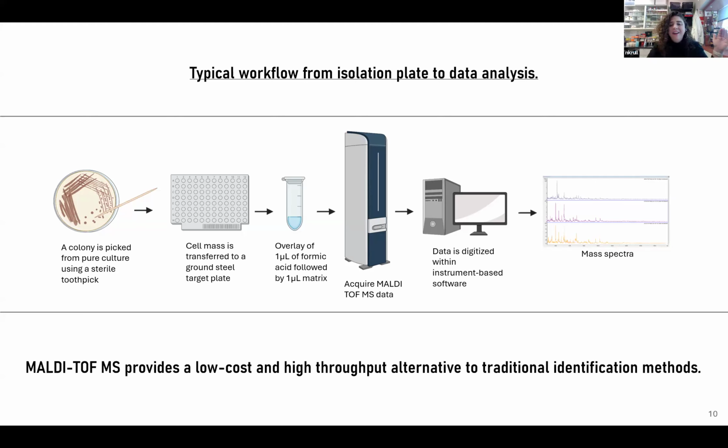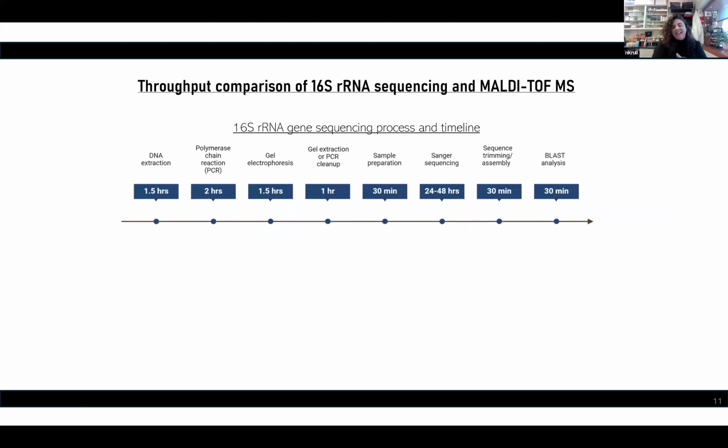Low cost, high throughput, alternative to those methods that I mentioned before, like 16S and whole genome sequencing. And to really dig into that a little bit further, I'd like to do a process and timeline comparison of 16S versus MALDI-TOF MS.